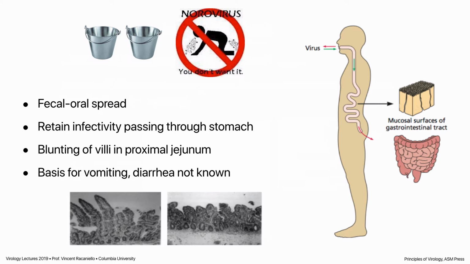So here on the bottom are two sections of villi from this area. This is an uninfected one on the left. You see nice villi, and they become blunted when they are infected with norovirus, and that probably contributes to the gastroenteritis and diarrhea. We don't actually know what causes the vomiting and diarrhea. You remember I told you previously that for rotaviruses, there's a viral toxin that can reproduce the diarrhea on its own, but we don't know the cause for noroviruses.